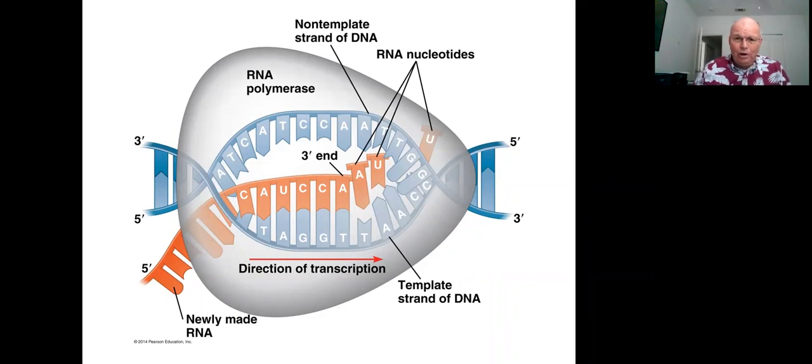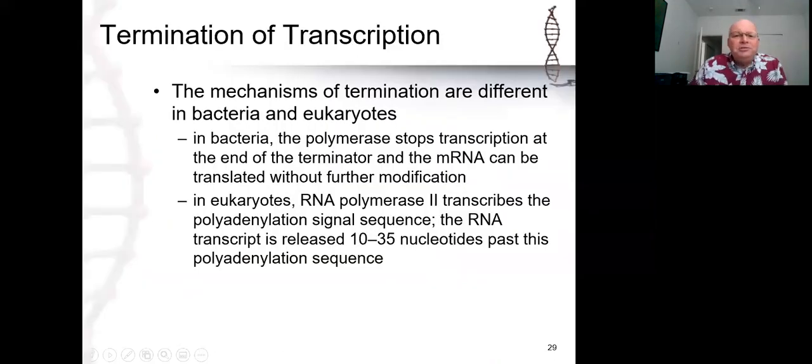And it continues to slide along, unzipping the DNA and unwinding it. And as the DNA exits from the RNA polymerase, it reanneals, hooks back up together again, or rezips, and then rewinds. And then, as I said, termination, it depends. In the case of bacteria, there is always a terminator sequence at the end of the gene sequence that triggers the end of transcription and the release of the transcript, which, remember, is now a functional messenger RNA and can be translated immediately without further processing.